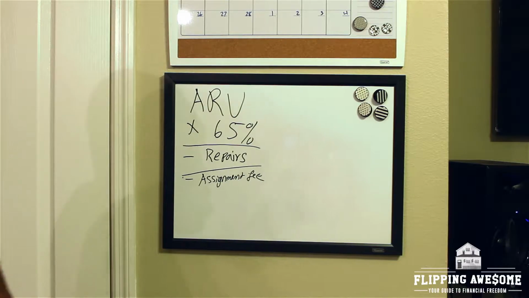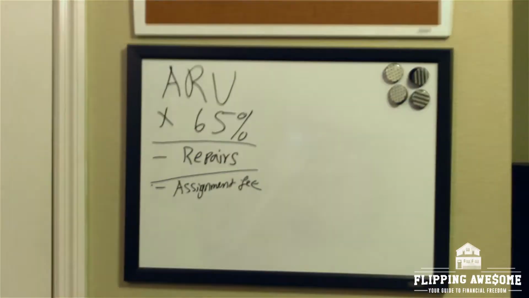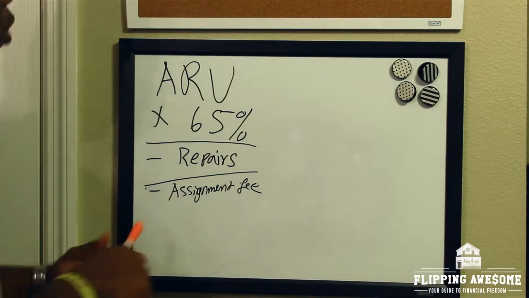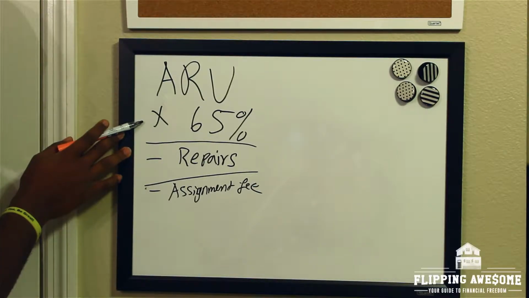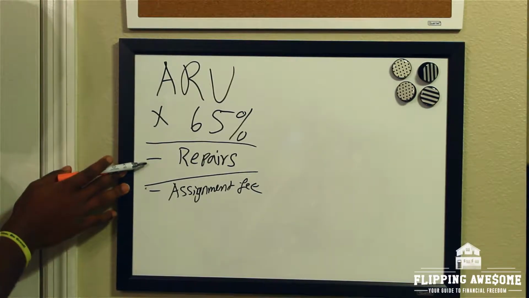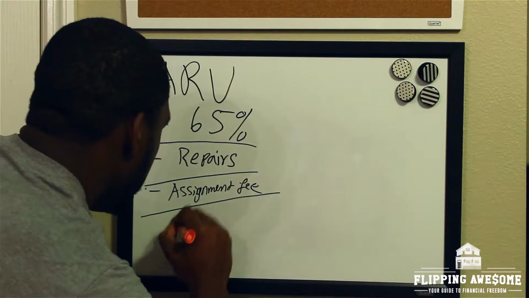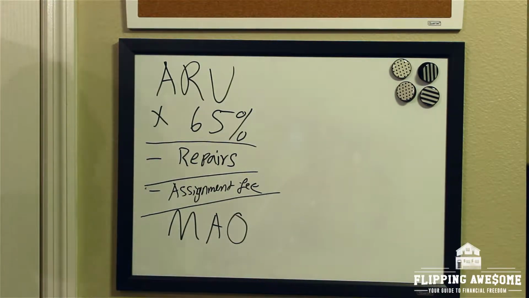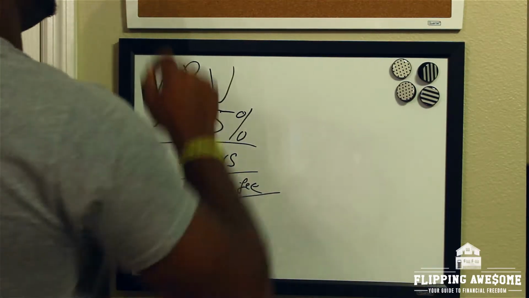Okay, all right. So as you can see here, let me just make sure you guys can see that very well. There we go. Let's zoom into this thing here. Awesome. So your ARV multiplied by 65% minus repairs minus assignment fee will equal your mayo. Okay, and I know I got bad handwriting, so kind of deal with me here. All right. So pretty much, let me go ahead and let me explain to you what ARV is.